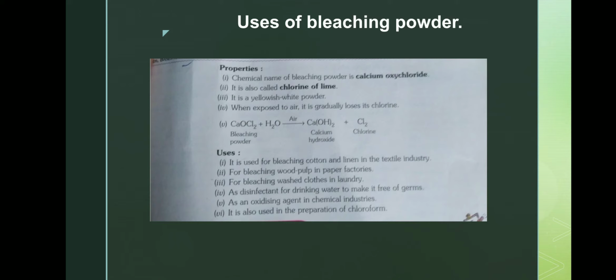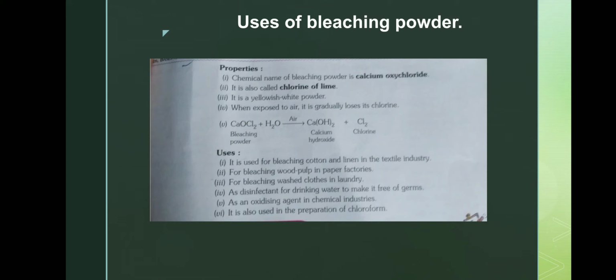What are the uses? Bleaching powder is generally used for the disinfection of water. And bleach means changing of the color, so we are using it in the textile industry also, for bleaching cotton and linen in the textile industry, right? For bleaching washed clothes in the laundry, as a disinfectant, and as an oxidizing agent, right?